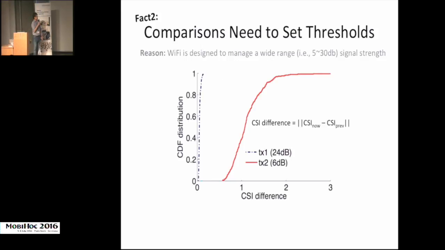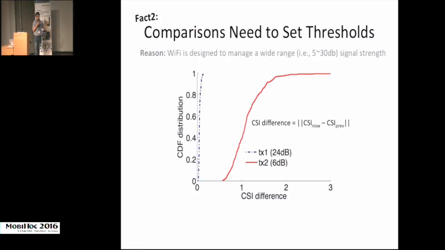What I'm going to show in this figure is a CDF of the CSI difference over time. It's defined as the CSI of the current packet minus the CSI of the previous packet. As you can see, we have the CSI of two transmitters. One has a good link quality, one has a bad link quality. If you want your access point to be able to accept packets from these two authorized transmitters, you should always set a threshold bigger than 2. Otherwise, you will reject the packet from transmitter 2 with high probability.